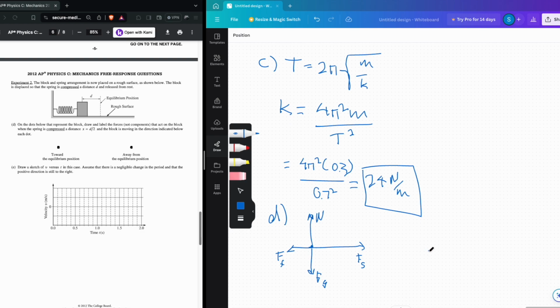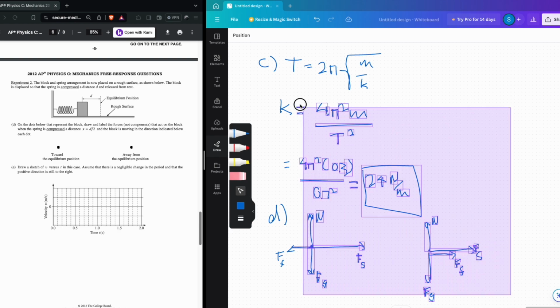For this one, where it is moving away from equilibrium, we would have normal force and gravity. In this case, the spring force and friction would be in the same direction, as friction always opposes motion. So we would have the spring force and the frictional force, and it would look something like this. That would be part D complete. Now let's move on to part E.